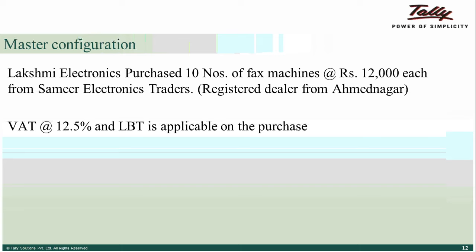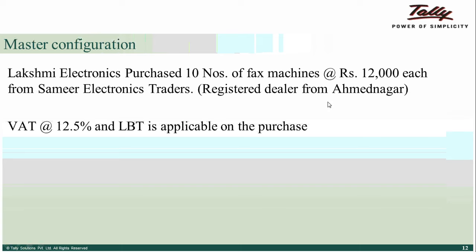Okay. So now coming back to the master configuration, let us understand this using a simple example. Here I have a transaction wherein Lakshmi Electronics is purchasing 10 fax machines at the rate of 12,000 each from Samir Electronic Traders. These Samir Electronic Traders are registered dealers of Ahmednagar, which, as you all know, is also one of the municipal corporations. So they are registered under Ahmednagar. For this particular transaction, VAT is levied at the rate of 12% and LBT is also applicable.